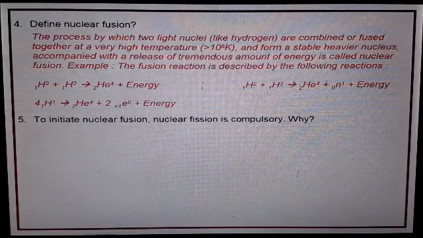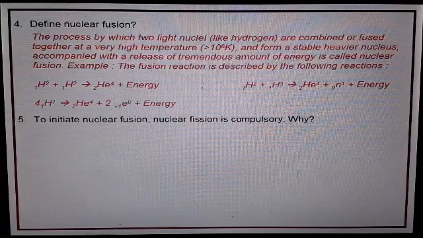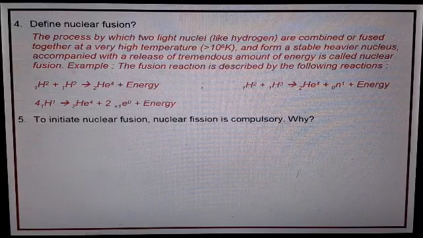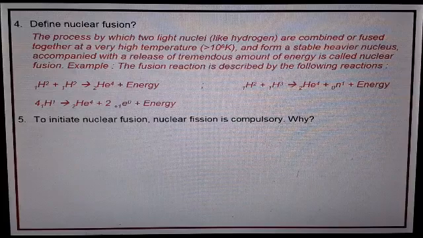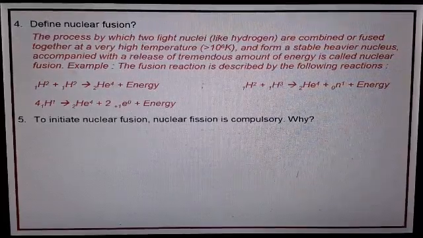Why? This is a very, very important question: to start or initiate nuclear fusion, why is nuclear fission compulsory? See, one very important aspect about this question is that when nuclear fusion has to be started, it requires a huge amount of energy, and that huge amount of energy is being supplied by nuclear fission. So how will we write the answer?